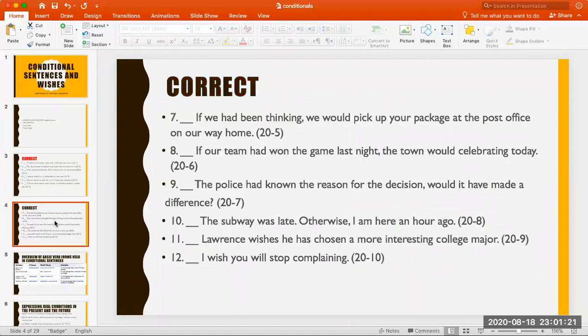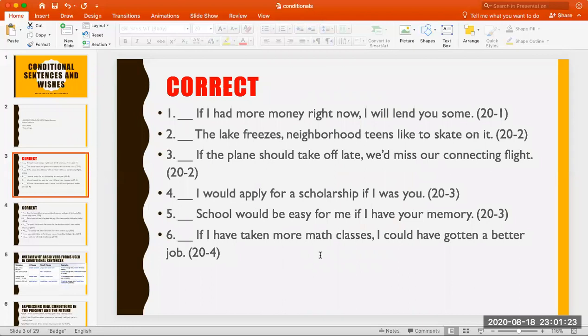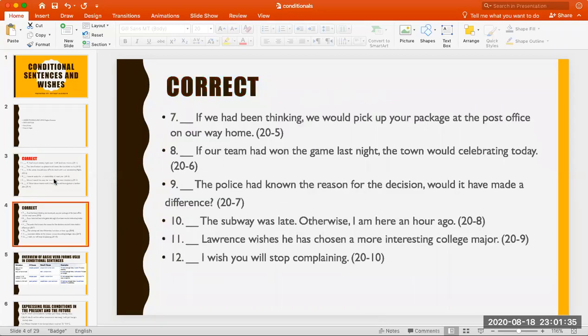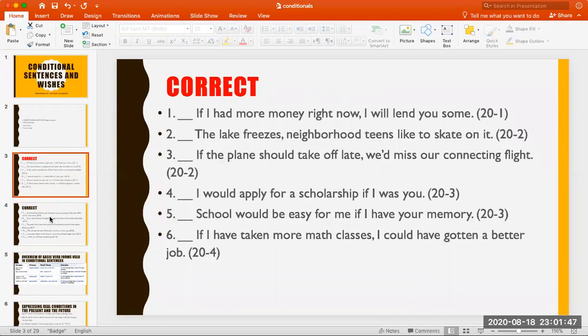As usual, the unit begins with an exercise. We have 12 statements with grammatical errors related to the conditionals, the topic we're discussing today. So before watching this, try to test yourself, pause the video, try to fix the errors in the sentences, and as you go on, you try to go back and check your answers.